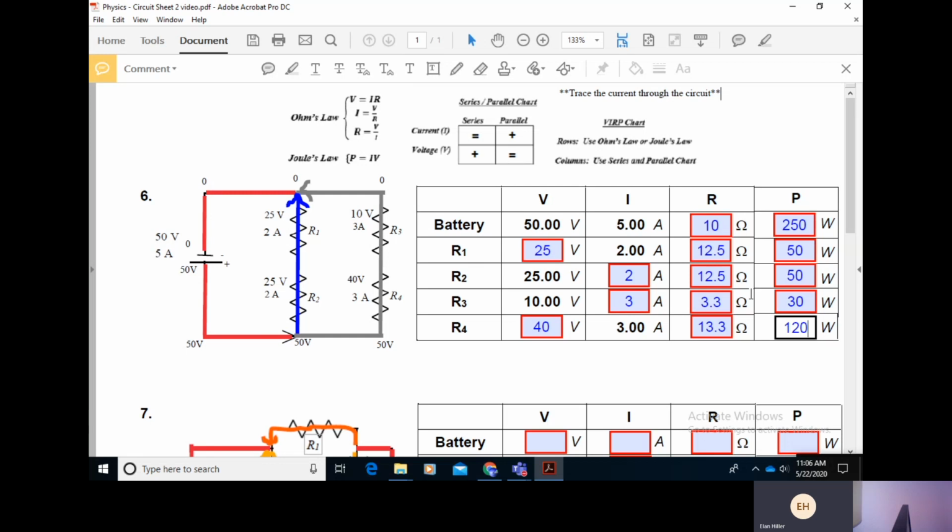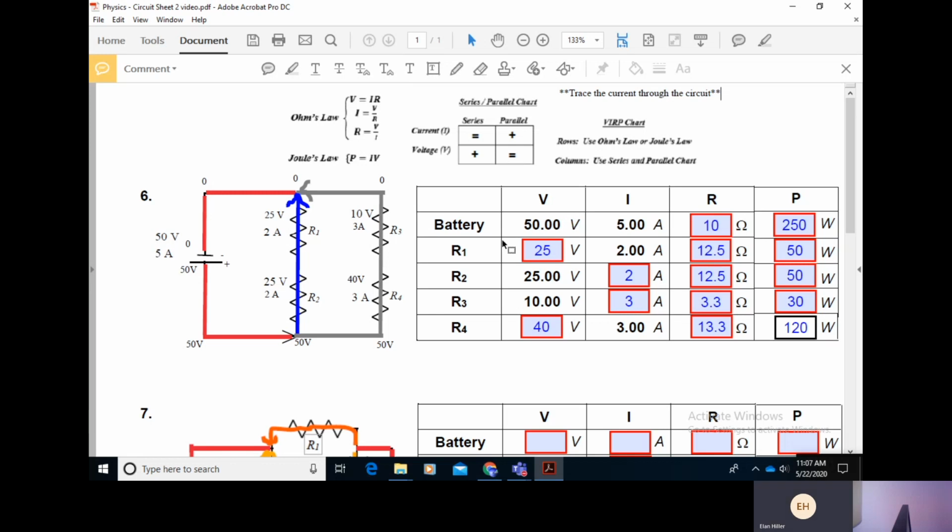Now here's what you have to remember to do in order to know that you're doing the puzzle correctly. Take your individual powers for resistor 1, 2, 3, and 4. Add them up. Now if we add up those individual powers, 50 plus 50 plus 30 plus 120, indeed all 4 of these individual powers do add up to the total power of 250 watts that we got from multiplying 5 times 50. If your individual powers add up to the correct total power that you get from multiplying current times voltage, then you know you are doing the problem correctly.